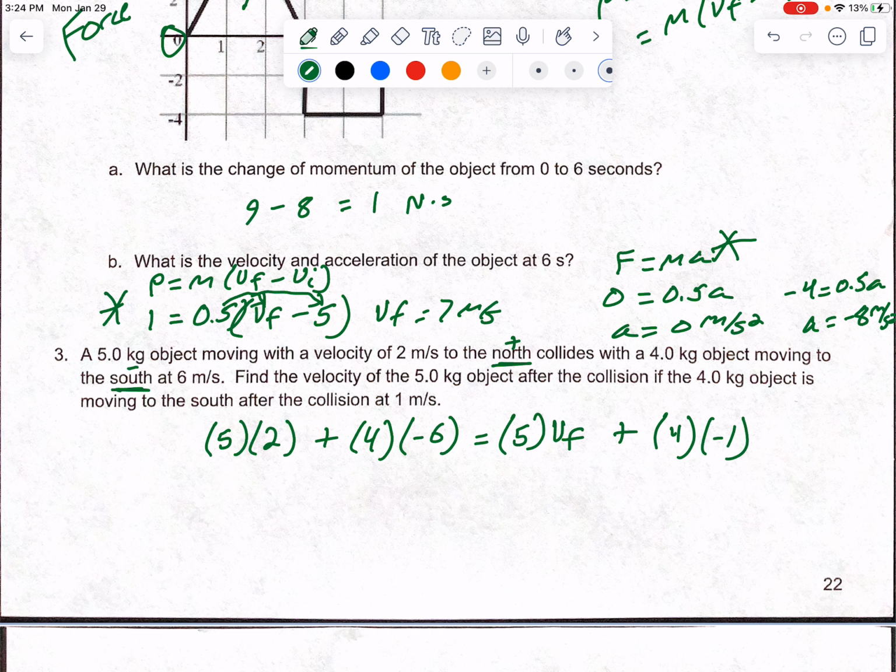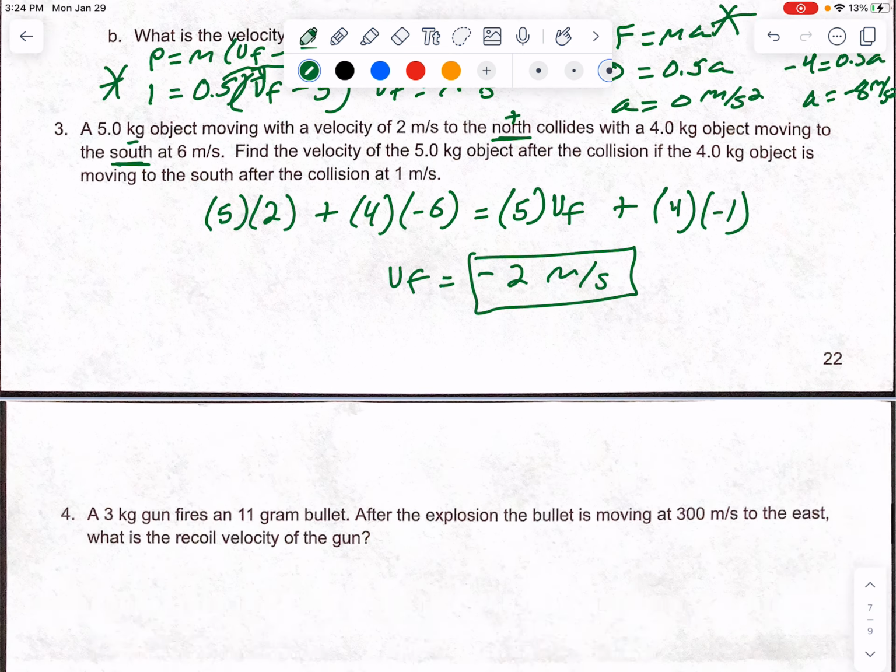So 4 times -1. Now all you have to do is basically just clean that up and then solve for your VF. And you should get a final velocity of -2 meters per second. So there is your type 1 right there, where they're separate in the beginning and separate in the end.